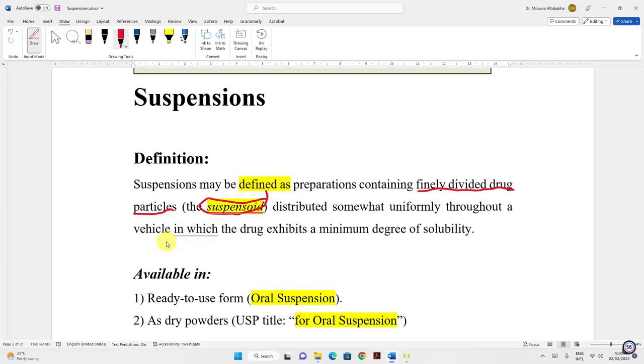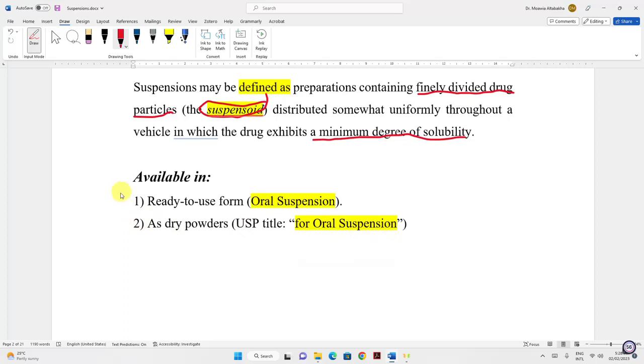Okay, throughout a vehicle in which the drug exhibits a minimum degree of solubility. That's why, opposite to solution, in solution we are trying to find a vehicle in which the drug will dissolve very well. In suspension it is the opposite, so the drug does not dissolve in this vehicle.